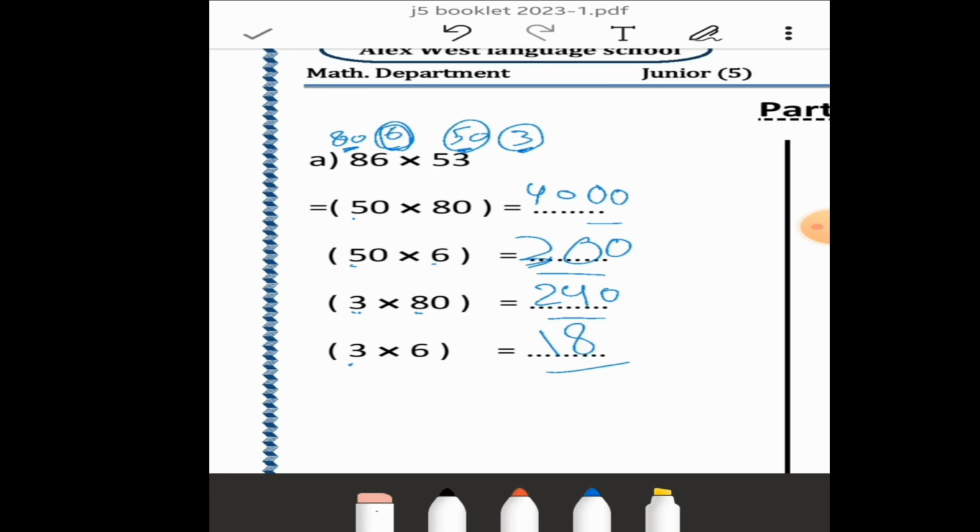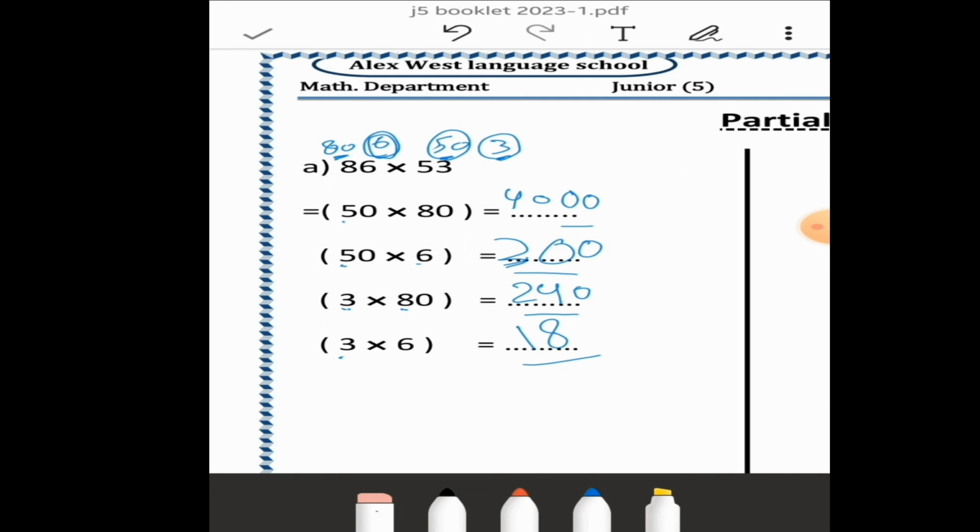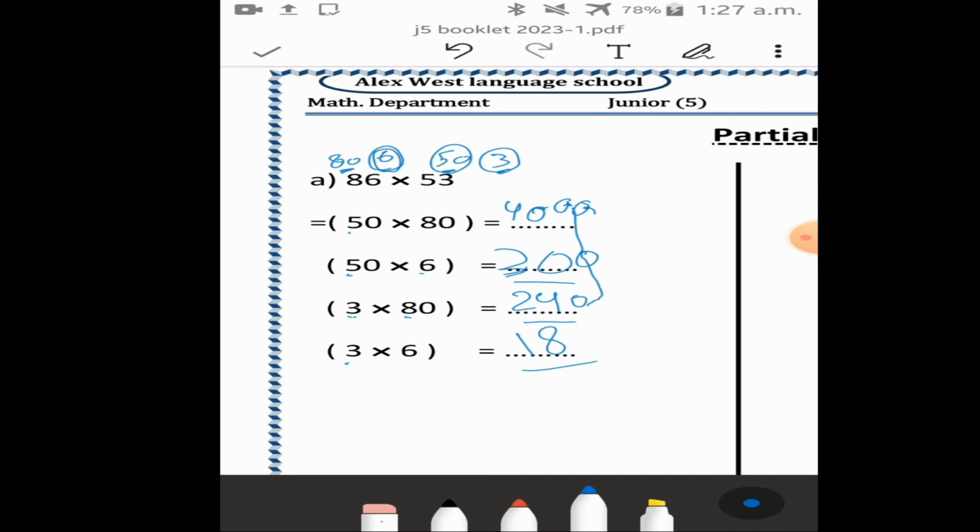So now I will add all of these products to get my final product, as 0 plus 0 plus 0 plus 8 equals 8, and 0 plus 0 plus 4 equals 4, 4 plus 1 equals 5, 0 plus 3 equals 3, 3 plus 2 equals 5, and 4 plus nothing here equals 4. So the answer will be 4,558.